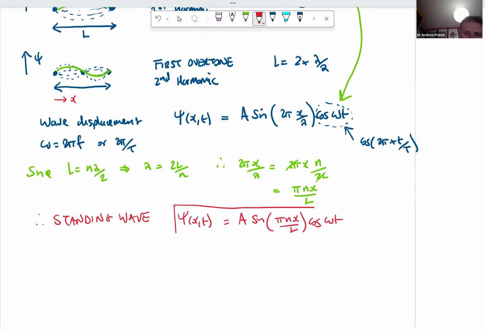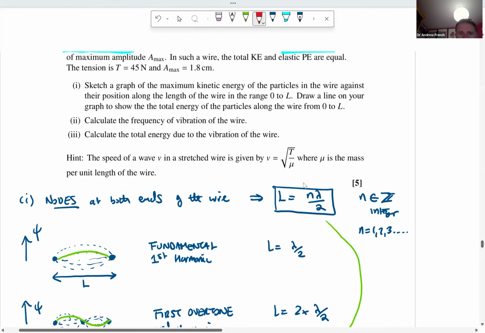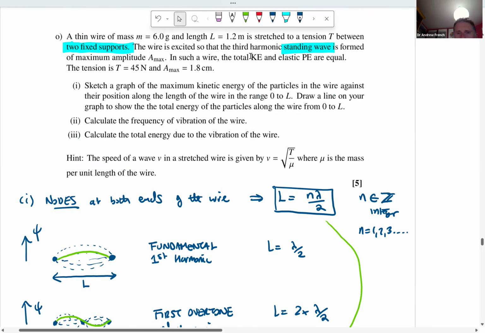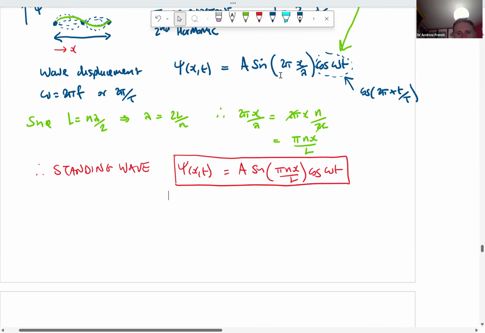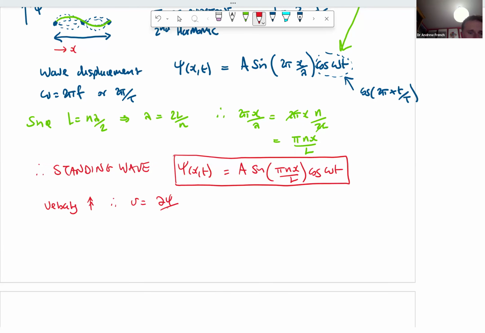So how do we use that to work out our potential energy and kinetic energy? If you have a look here, it says, in such a wire, the total kinetic energy and elastic potential energy are equal. Well, that's jolly good. If we work out the kinetic energy, that's going to be to do with the rate of change of displacement. So given the velocity is upwards, my velocity is going to be d psi by dt.